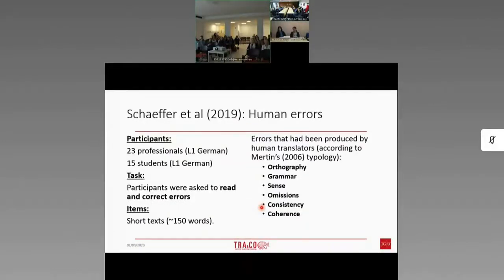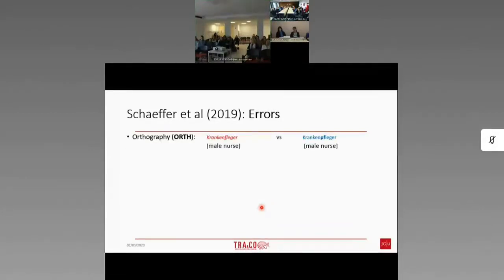So, the next study is human errors. So these were texts that were produced by humans, so translation from scratch. And we used those errors to essentially study the same thing. We used 23 professional translators and 15 students, and participants read short texts, about 150 words, and corrected the mistakes that they found. And the kinds of errors we introduced there were orthography, grammar, sense, omission, consistency, and coherence. Again, these were real errors from actual humans.